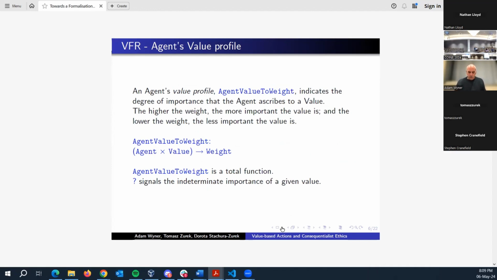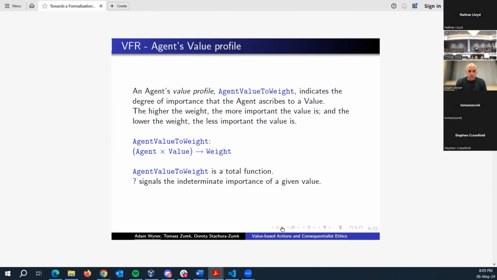So this is something that you might commonly see on value questionnaires. You know, is family important to you? Rated on 1 to 5, where 1 means not valuable and 5 means valuable. These kinds of value rankings are very widespread. They're used for employment and things like that. So we're using a similar kind of notion here. The higher the weight, the more important the value is, and the lower the weight, the less important the value is. And so we have that just as a function there.